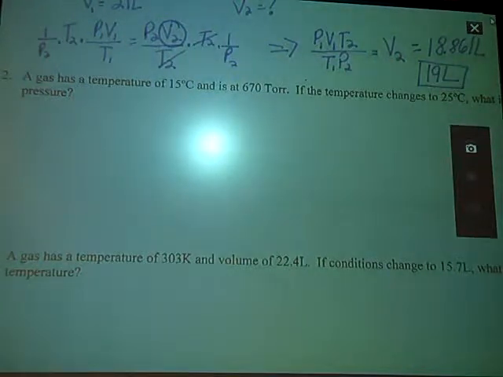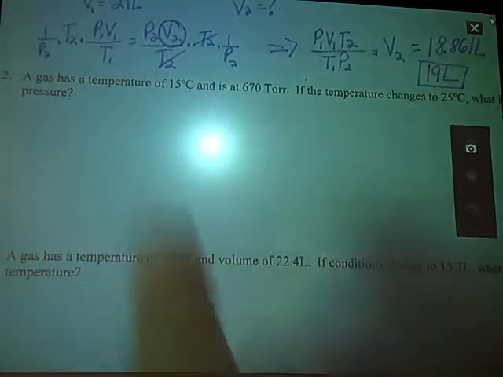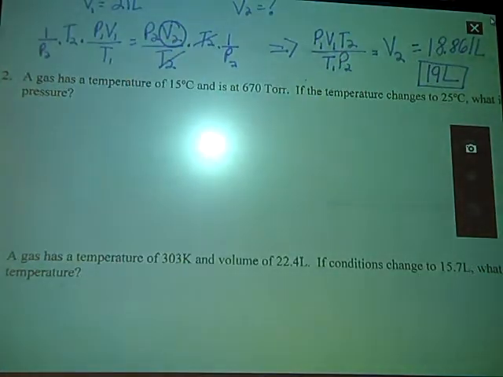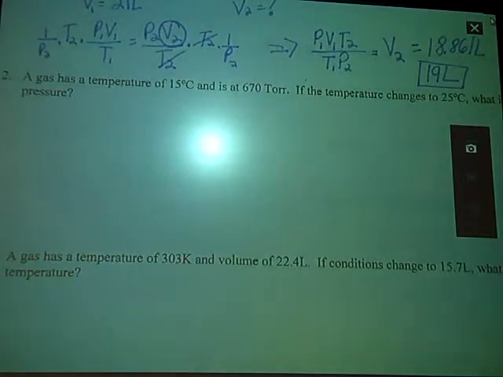Hello and welcome. We are continuing our practice of our combined gas law problems. So last time I showed you a problem that involved the combined gas law up here. Now we're going to move on to another problem. Don't know which equation we're going to use yet until we figure out what variables we have.